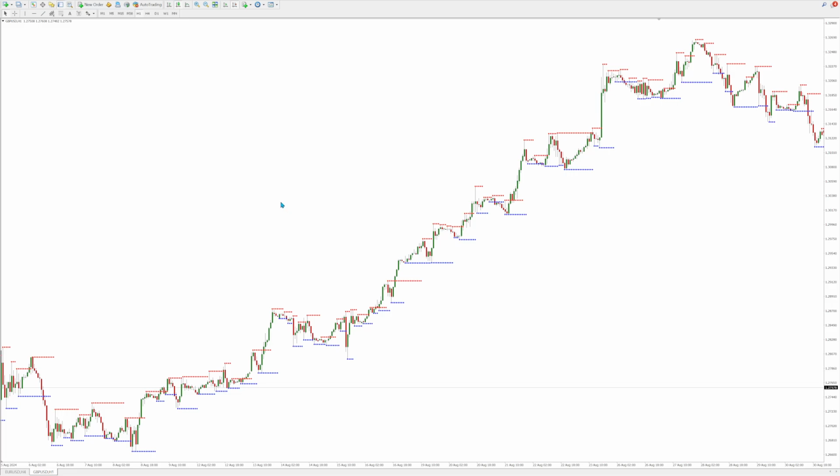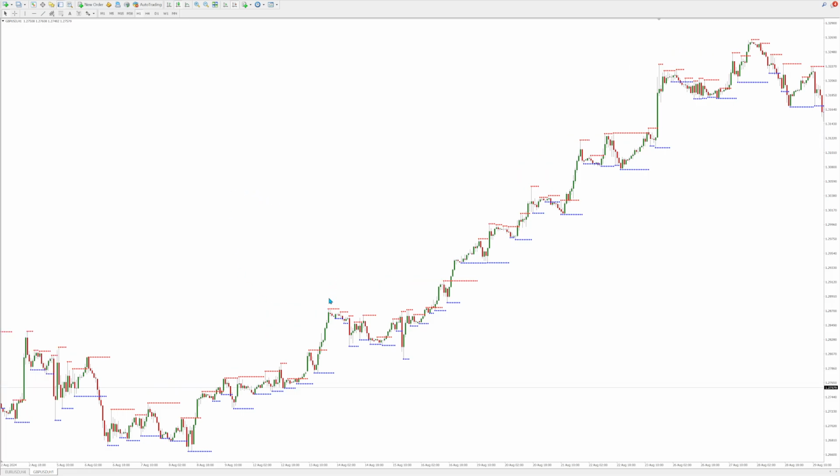Okay, I've got the pound dollar 1 hour chart open here. You can use this strategy on any trading instrument, so Forex, stocks, commodities, cryptos, indices, etc. And any chart time frame. Personally, I like the higher chart time frames, such as the 1 hour, 4 hour, daily, weekly, and monthly, primarily due to the fact that they contain more price data and therefore signals tend to be more reliable when it comes to support and resistance.